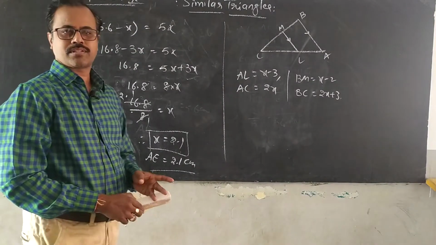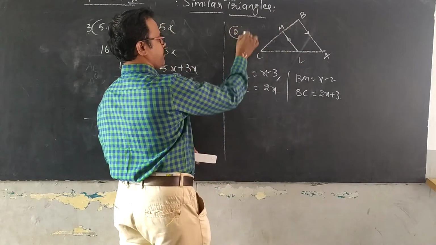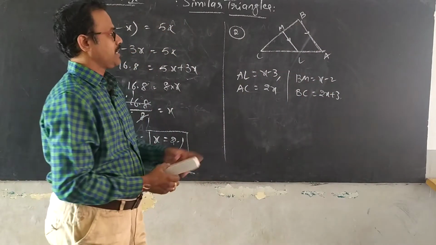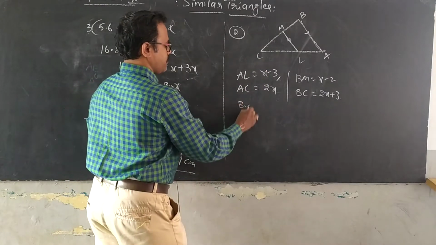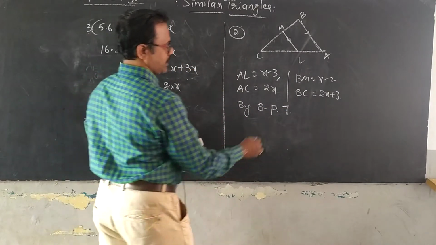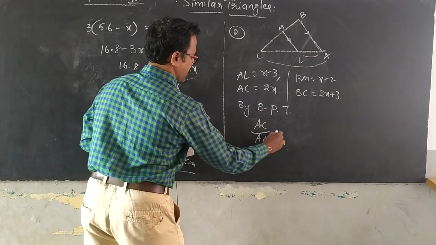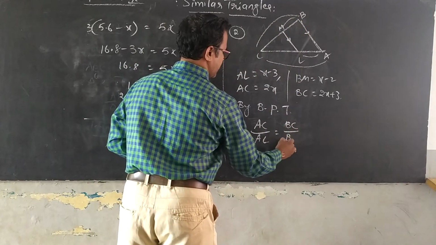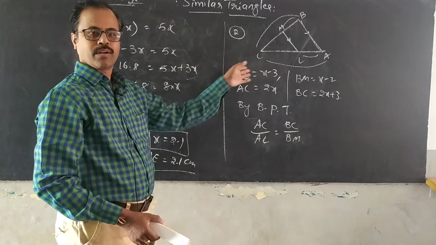So how do we find the value of x? Observe carefully. Whenever you see a parallel line, your brain must give an alarm that it is nothing but the basic proportionality theorem. By the basic proportionality theorem, you can take the ratios of the sides. That is, AC by AL is equal to BC by BM. The ratios of the corresponding sides are equal.